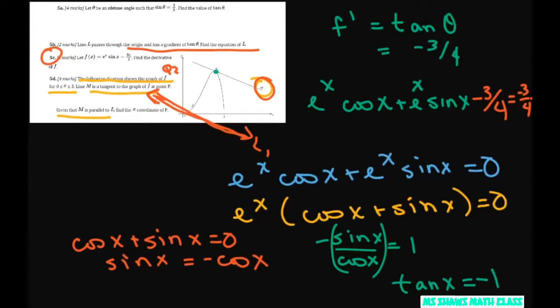So you have to figure out where tan of x equals negative 1. And that's going to be at 3 pi divided by 4. So x equals 3 pi divided by 4, and that's the x-coordinate of P. You have to keep it in radians because they give it to you in radians here.